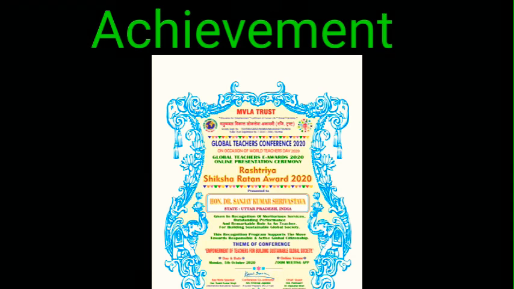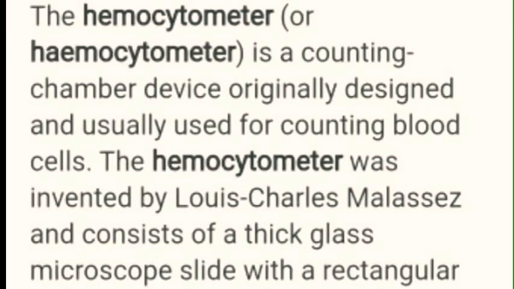After 7 lectures, I will teach you the hemocytometer. What is a hemocytometer? It is a counting chamber device originally designed and usually used for counting blood cells. The hemocytometer was invented by Louis Charles Malassez and consists of a thick glass microscope slide with a rectangular indentation that creates a precision volume chamber.